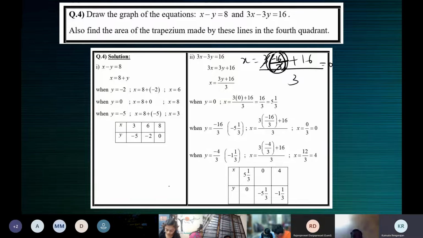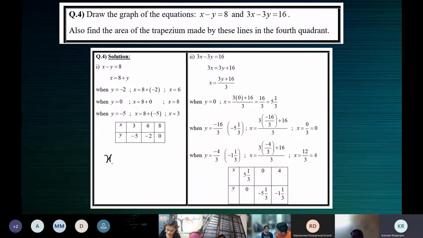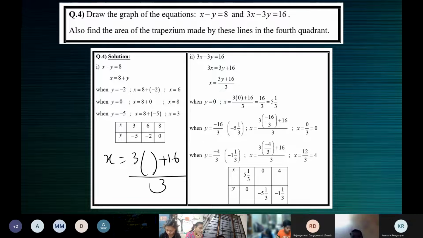Now Rajeshwari, I want the numerator to become 3. Tell me the value of y accordingly. Okay, I want to get 6 in the numerator, so that 6 by 3 is 2.